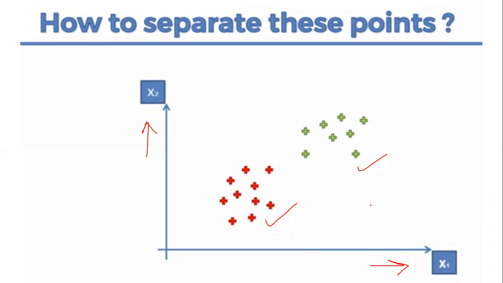So for example, we want to classify apples and oranges based on their size and color, right? So the red ones are the oranges and the green ones are the apples, right? So how can we define a classifier for this particular data distribution, right?